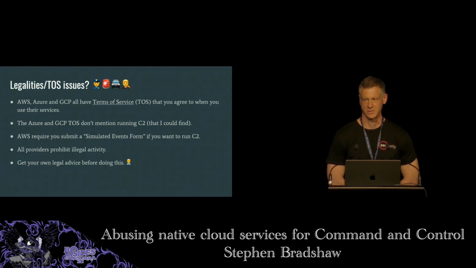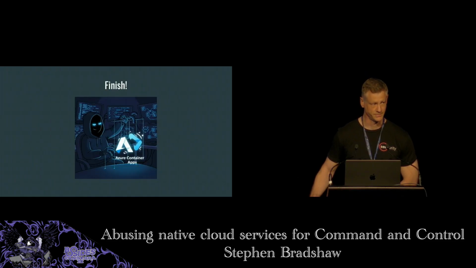Finally, let's just talk about the legal stuff at a very high level. AWS, Azure and GCP all have terms of service that you agree to when you use those services. The Azure and GCP terms of service don't mention running C2 that I could find. AWS actually require that you submit a simulated events form if you want to run C2, and then you'll generally get permission for about 90 days to run it. All of the providers don't want you doing anything illegal, and if you're in any way concerned, get your own legal advice before doing this. And that is everything.